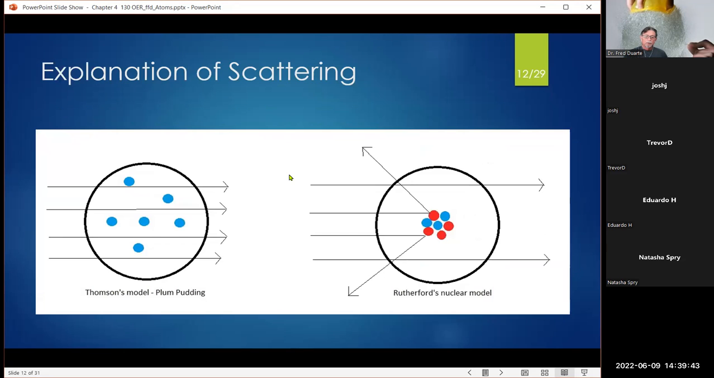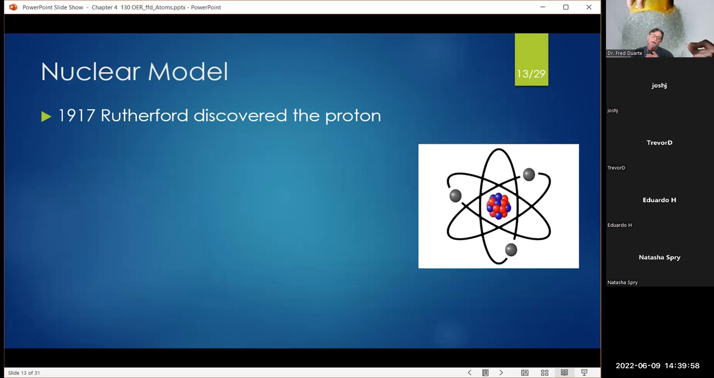So we have the model where we have a nucleus where the proton exists, and then the electrons are somewhere orbiting around the nucleus. We'll get, not an accurate, but a more refined model on this in a bit. Okay, so in 1917, Rutherford actually discovered the nucleus/proton, okay?